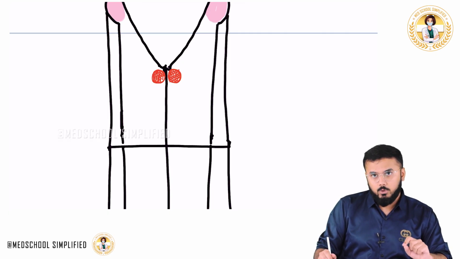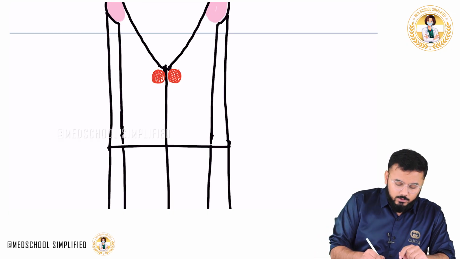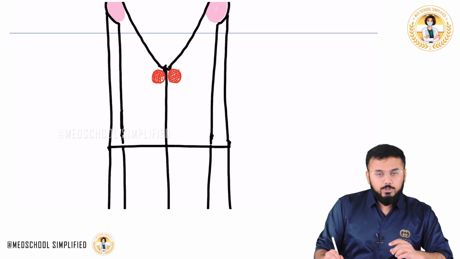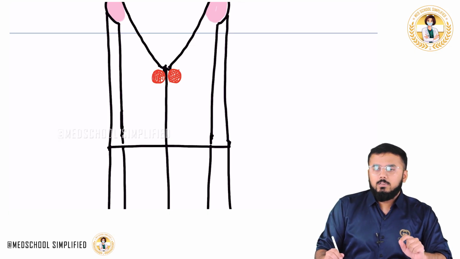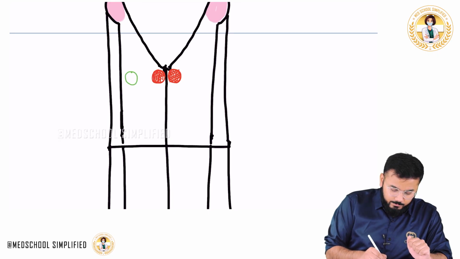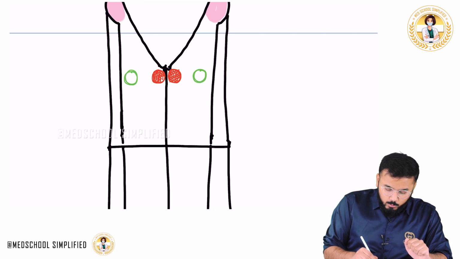I have discussed this previously, right? So these two tubercles are called, I will label these names at the end, but for now what you need to know, these two are called gracile tubercles. Now after these gracile tubercles, more laterally over here, you have got two more tubercles.